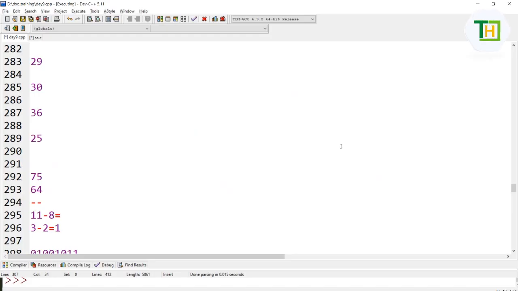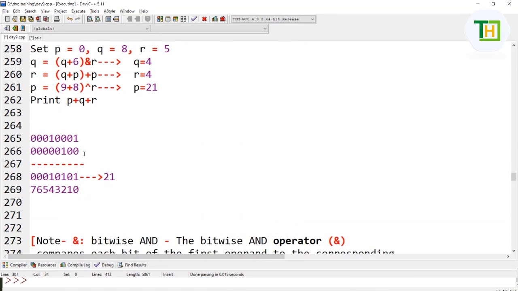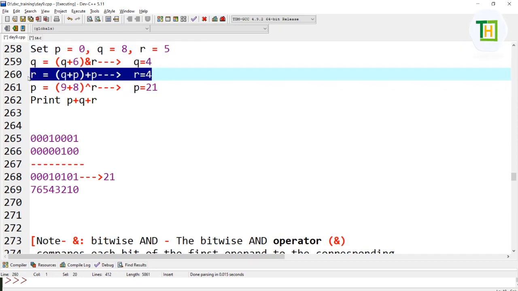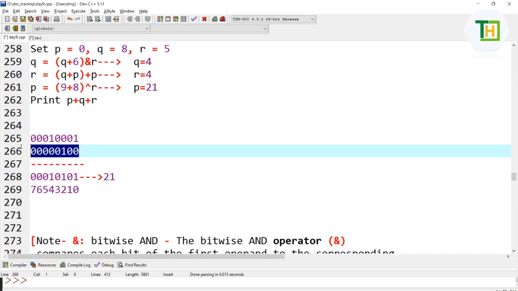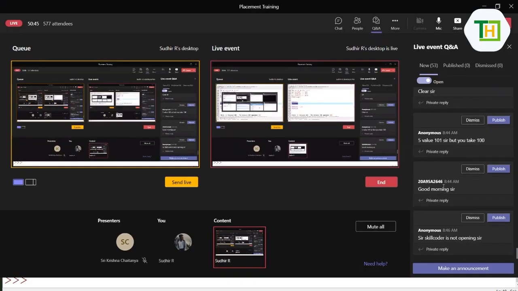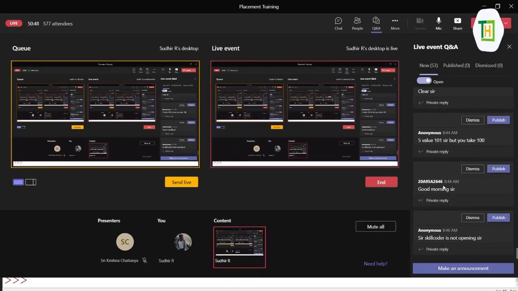Here I take 1010. Here it is 4. The R value is modified as 4. That's why I take 4 here. The R value here is modified as 4. The previous value is 5, but here it is modified as 4. That's why I've taken 4 here. Clear everyone?